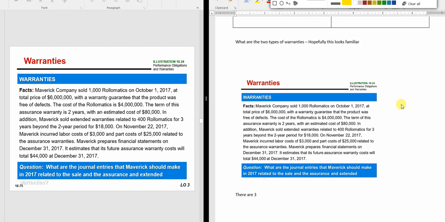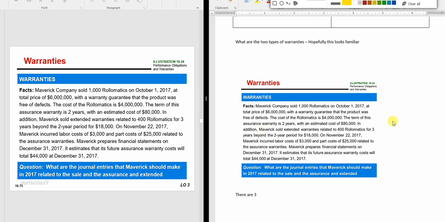October 1st, sales of 1,000 at a total of $6 million, with a warranty guarantee that the product was free of defects. The cost of the Rolomatics is $4 million, so put $4 million as my cost of goods sold. The terms of the assurance warranty is 2 years with an estimated cost of $80,000. Write that there. The cost of my warranty is $80,000. It's not what I'm charging them for them. That's what it cost me.